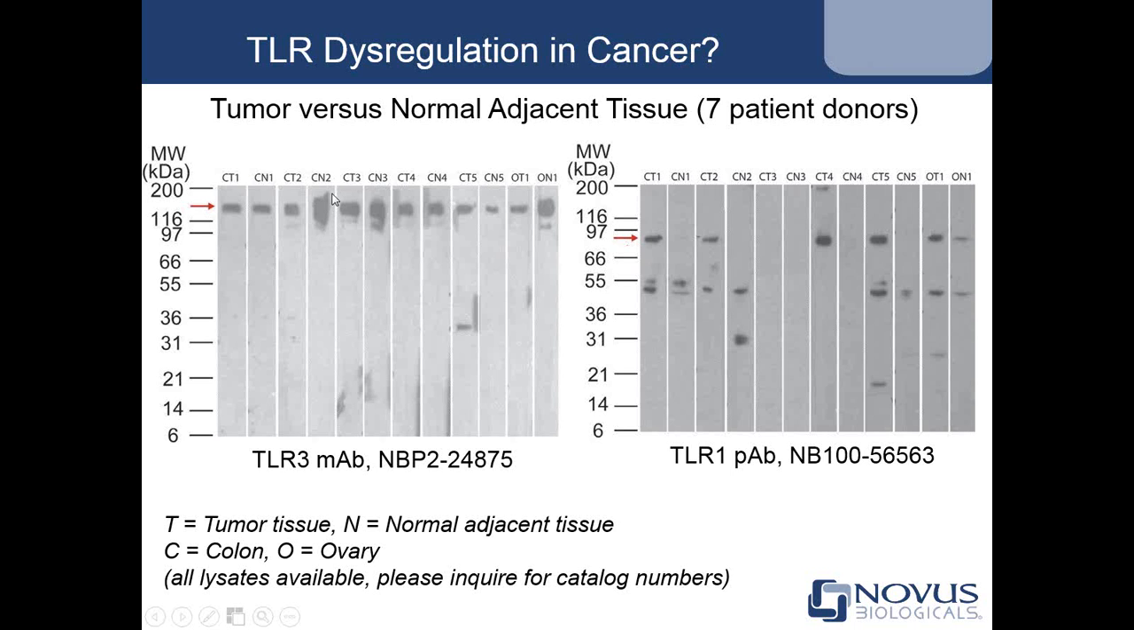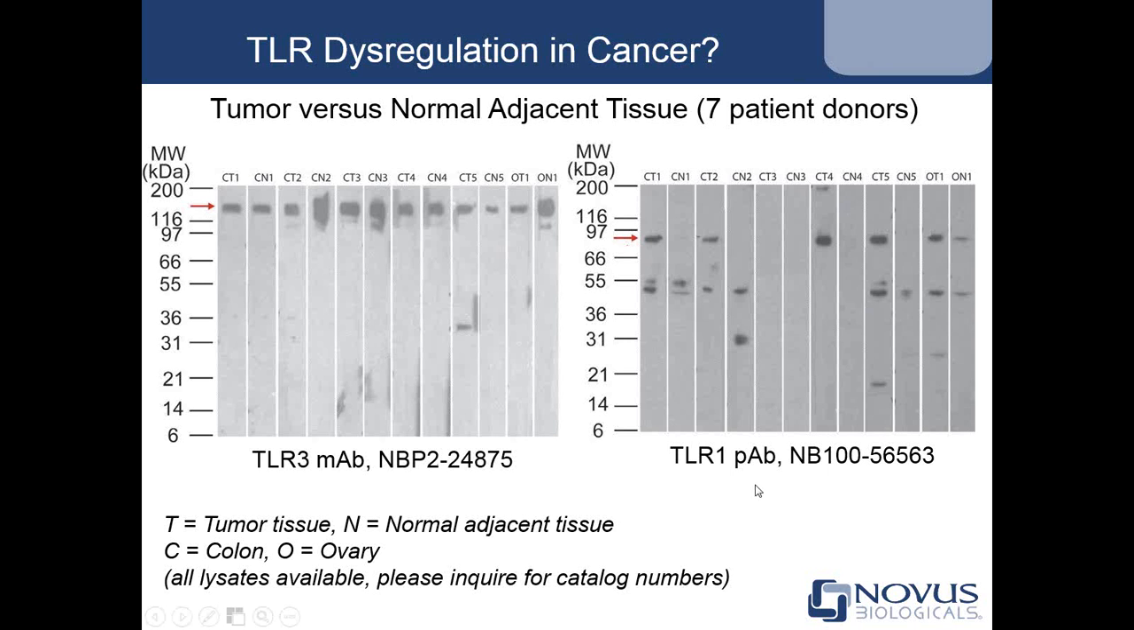For example, in the normal tissue of patient 2, we see a broad band of TLR3 expression, which may represent different patterns of glycosylation in comparison to the tumor of this patient, where you have more of a single band. And likewise, in the ovarian normal tissue, we can see that the band appears to be broader than in the tumor adjacent tissue. So we can start to see that there are different patterns of TLR expression in the different patient donors, and what that means would be to follow up and perhaps look at other biomarkers to ask what is the difference between the normal adjacent and the tumor tissue of these different patients.